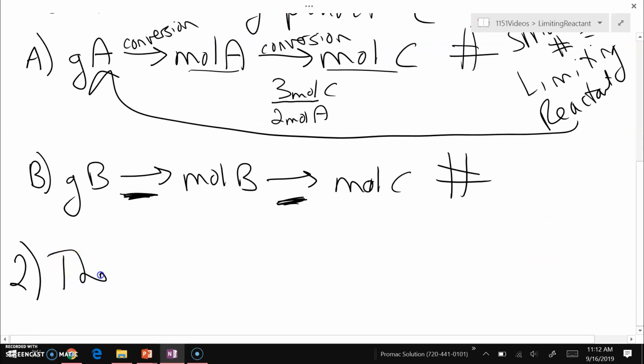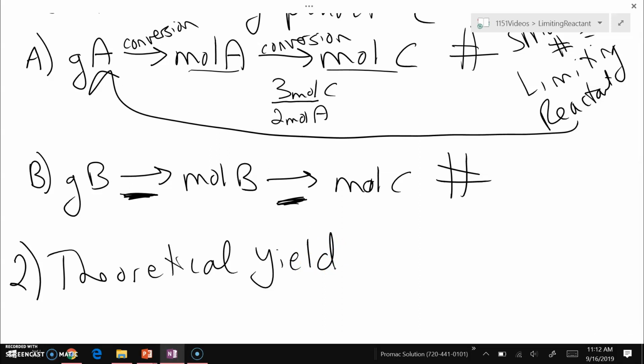So I'll make a note here. Theoretical yield. The reason we call it theoretical is because in labs sometimes there's a little bit of error transferring stuff, and if you're given, say, 5 grams of A and it's supposed to produce 0.6 moles of C, you might not quite get exactly 0.6. It might be 0.599999. So theoretical yield: what is the actual, what am I supposed to get in the end?